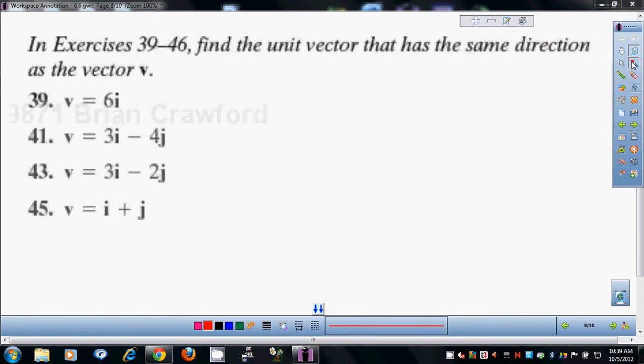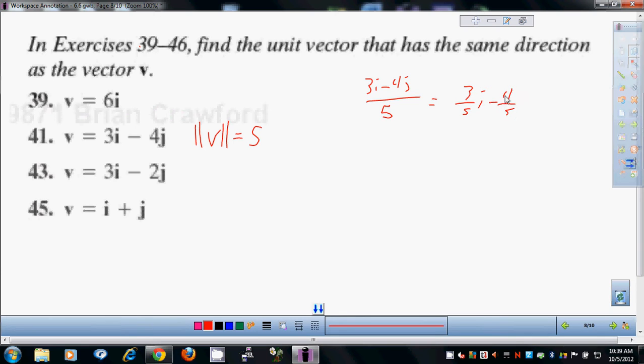Okay. So, finding a unit vector. What is the magnitude? Where are my magnitude gurus? What's going to be the magnitude of 41 when I plug that in the Pythagorean theorem? You guys are wicked smart. Alright, so I'm going to take my vector divided by my magnitude, and you just break that down. 3/5 i minus 4/5 j.